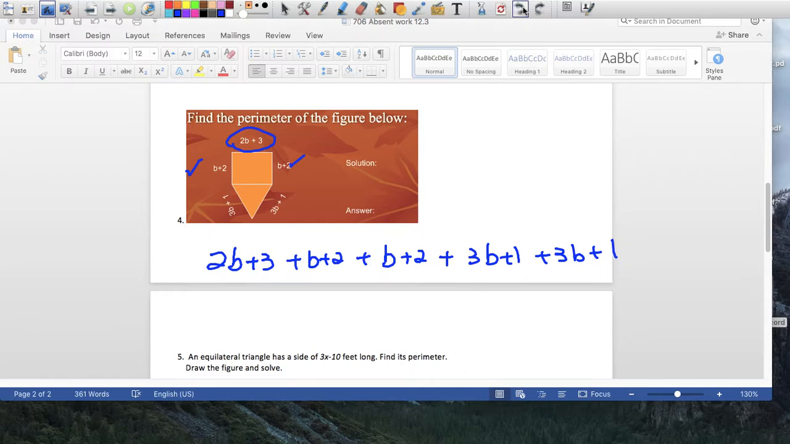So now I get to add my like terms, all the 2b's, all the b's. So this is 2, 3, 4, 4 and 3, 7. 7 and 3 is 10b. So there are 10b's here. 3 plus 2 is 5, plus 2 is 7, 8, 9. 10b plus 9. So this is the perimeter of this particular shape here.